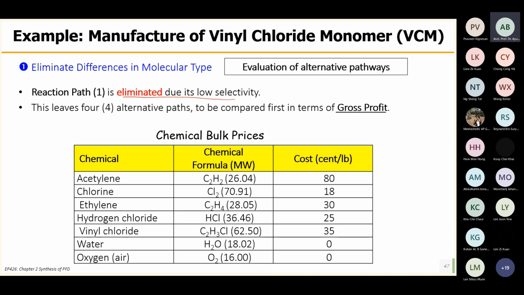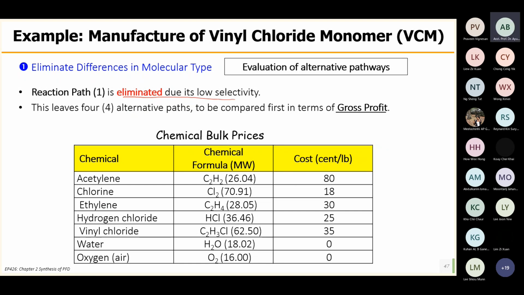Then that leaves 4 alternative paths. So those 4 perhaps might be feasible. Then you need to compare in terms of gross profit. Gross profit over here, we just compare on the reactants and the products. The price of the reactants and the products only, not considering all the equipment and utilities yet. So list out each chemical, then the cost.